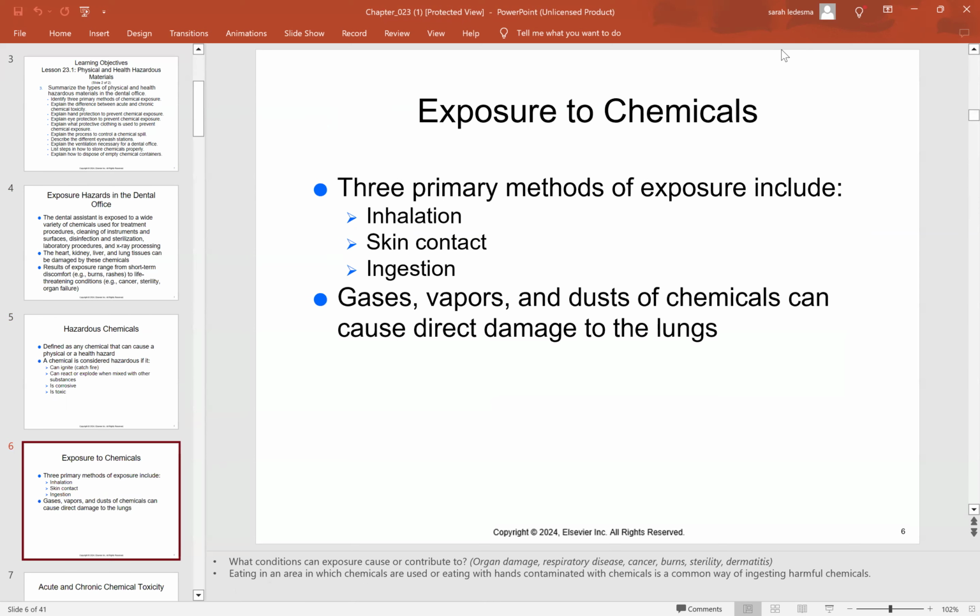There are three primary methods of exposure. This includes inhalation, skin contact, and ingestion. Gases, vapors, and dust of chemicals can cause direct damage to the lungs.